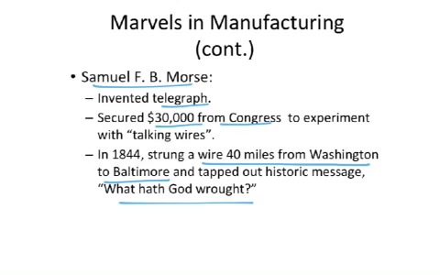Samuel B. Morse was an inventor during this time period as well. He invented the telegraph by securing $30,000 worth of funding from Congress to experiment with the telegraph. And in 1844, they strung a 40-mile wire from Washington to Baltimore, and the first message was sent from one end to the other, and basically the message said, "What hath God wrought?"